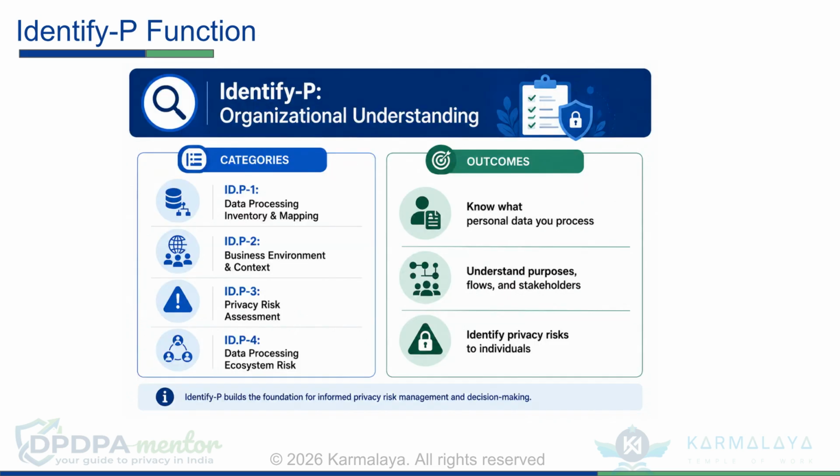Let's dive deeper into Identify-P. This function is about building a foundational understanding of your data processing activities and the privacy risks they create. The first category, data processing inventory and mapping, requires you to create a comprehensive inventory of personal data: what you collect, where it comes from, where it's stored, who has access, and how long you retain it. This is your record of processing activities, ROPA, similar to GDPR Article 30 requirements.